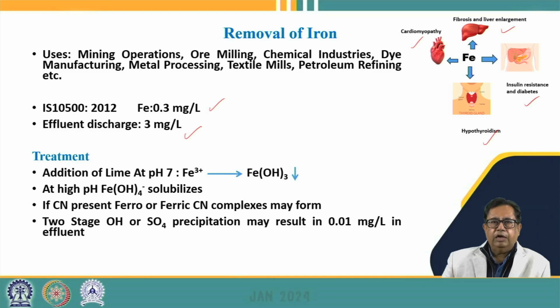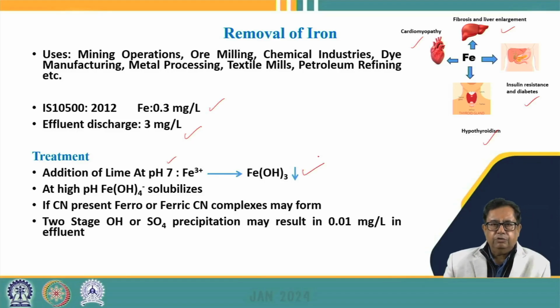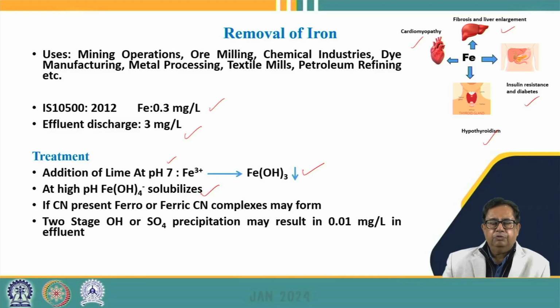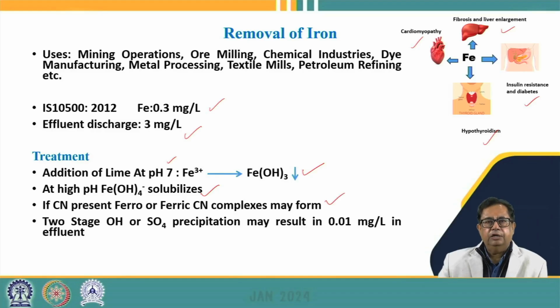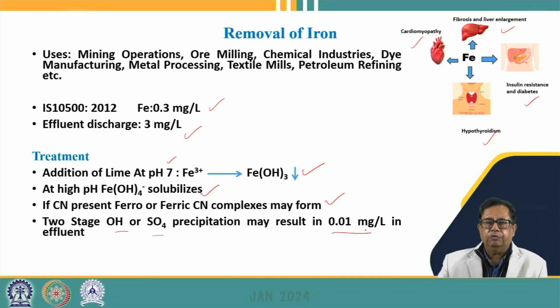If we want to remove iron by using the precipitation method, we have to add lime at nearly pH 7, so that the ferric which is present can be converted to ferric hydroxide. But if we take it to a high pH, then Fe(OH)4 minus solubilizes, and the solubility of the iron may increase, making removal by precipitation difficult. Similarly, if cyanide is present, the iron can combine with the cyanide to form complexes, which may interfere with the precipitation of the iron. Two-stage hydroxide or sulfate precipitation can result in around 0.01 milligram per liter of iron in the effluent.